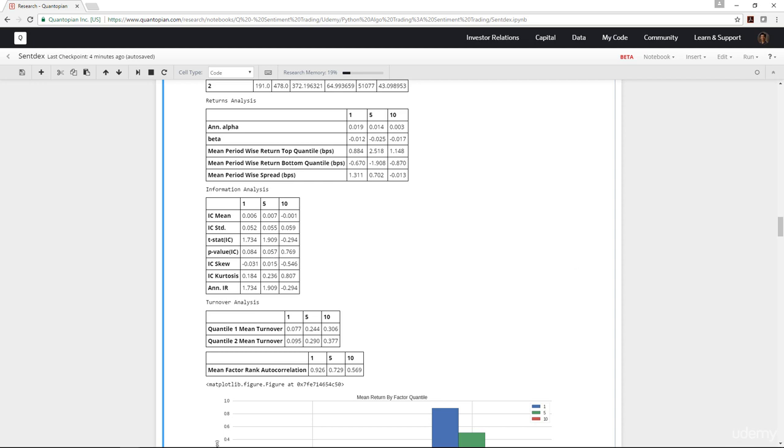The next thing we're going to do is move to the IDE, the Integrated Development Environment, to run a portfolio backtest and see how this sentiment factor actually plays out. So let's go over there.